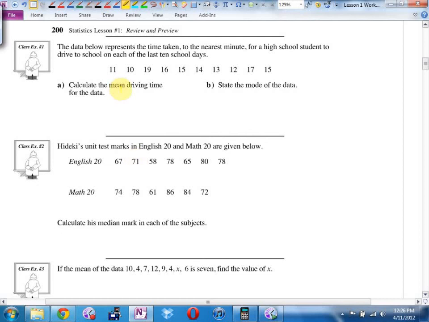It says find the mean. So to find the mean, symbol either X bar or little Greek mu, it's going to be the sum of the 10 numbers, divided by 10. Add them up: 11 plus 10 plus 19 plus 16 plus 15 plus 14 plus 13 plus 12 plus 17 plus 15.